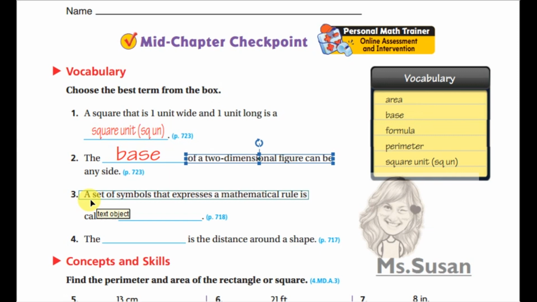The third one, a set of symbols that expresses a mathematical rule is called, we said a mathematical rule or standardized rule is called formula.